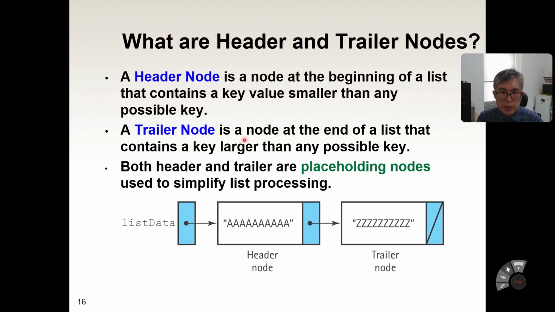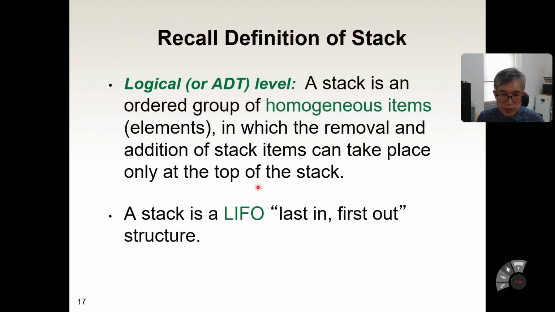Something like that. So the header node is a node at the beginning of a list that contains a key value smaller than any possible key. This is a minimum value, and this is a maximum value. The trailer node is a node at the end of a list that contains a key larger than any possible key. This means the maximum value. Both header and trailer are placeholding nodes, mentioned to simplify list operations.